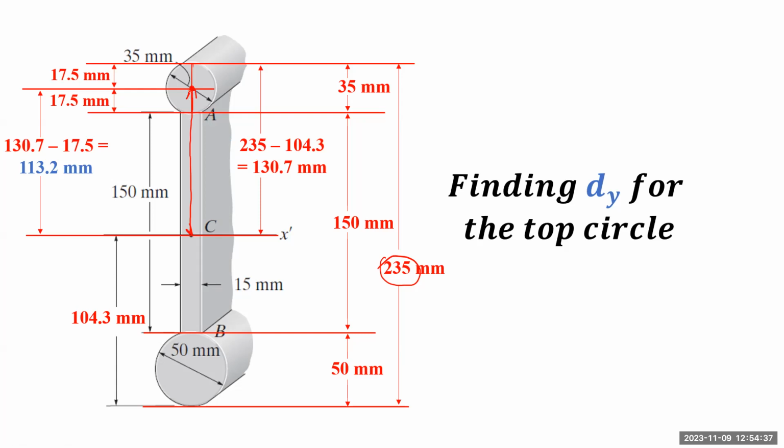So everybody have any questions? So this distance, see it over here, there's 130.7 minus 17.5. So it's always from the center of the figure to the central axis. So that is the dy from that. Everybody clear? Any question?